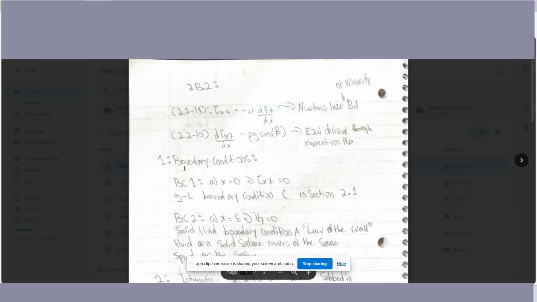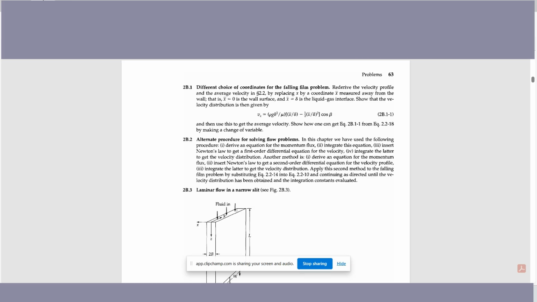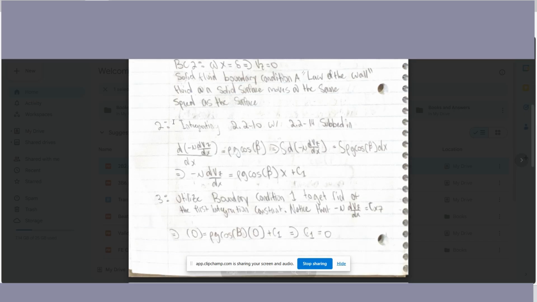All right, the second boundary condition: at x equals sigma, vz equals 0. That's because this length here is sigma, and so at x equals sigma, we're at the wall. Because of the no-slip condition at the wall, the liquid moves at the same speed as the wall when it's at the wall, so vz equals 0 on this surface here. Yeah, so that's the boundary conditions.